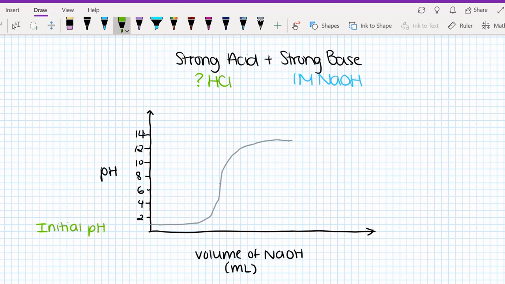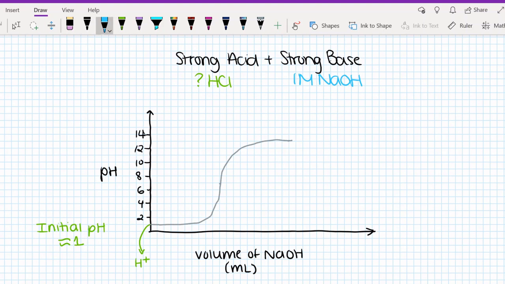Before we add any sodium hydroxide, there is only hydrochloric acid in the flask. Hydrochloric acid is a strong acid, so the pH will be very low, around 1 or 2. The only ion present here is the hydrogen or hydronium ion. For simplicity, in this video I will be writing the hydrogen ion H+, but know that when the hydrogen ion reacts with water, it forms the hydronium ion H3O+.